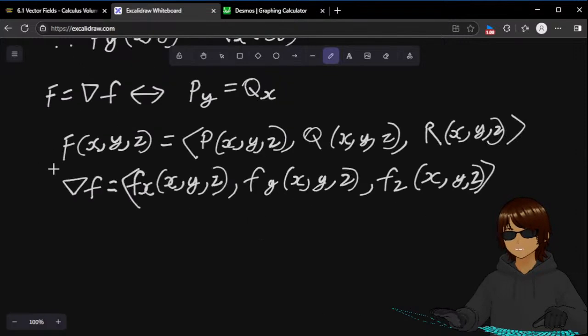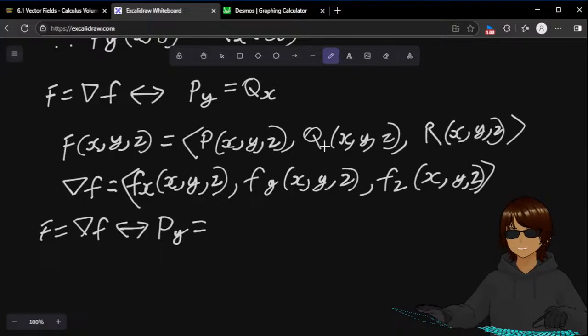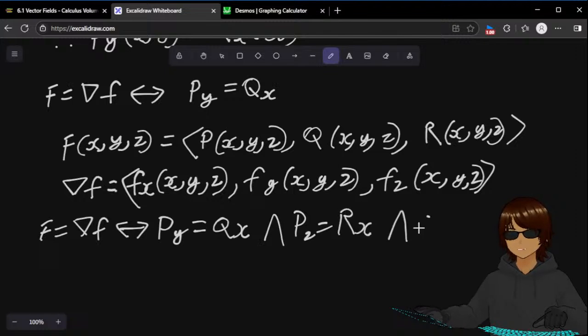And then using the same argument as before, the derivative of P with respect to y should be equal to the derivative of Q with respect to x, and the derivative of P with respect to z should equal the derivative of R with respect to x, and Q with respect to z should be equal to R with respect to y. So this should be equal.